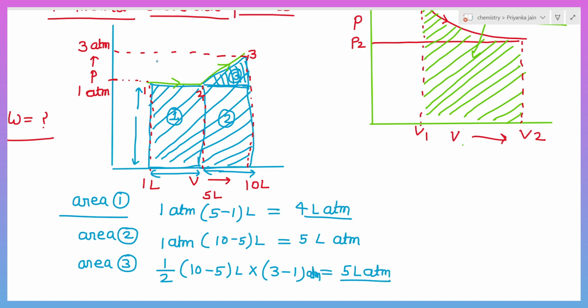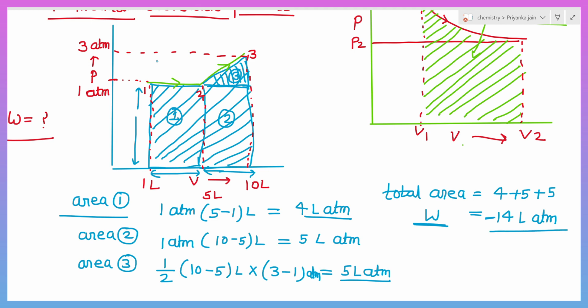Okay, so the total area will be equal to 4 plus 5 plus 5. It means this will be equal to 14 liter atmosphere. And this will be the work done in this process. Okay. Actually, this is an expansion process, so you can write minus 14 liter atmosphere.